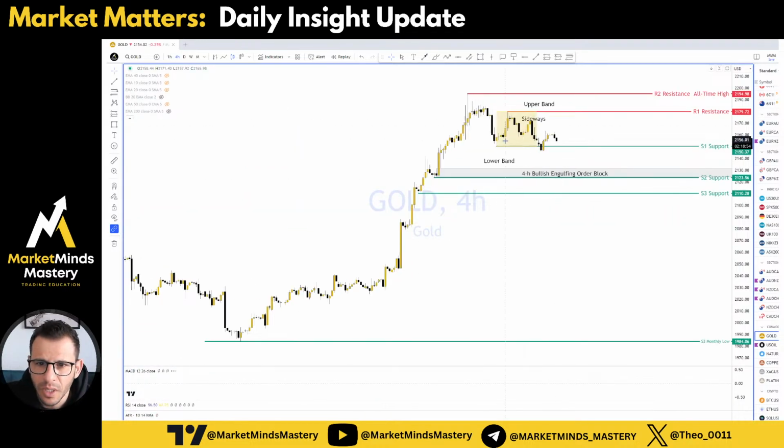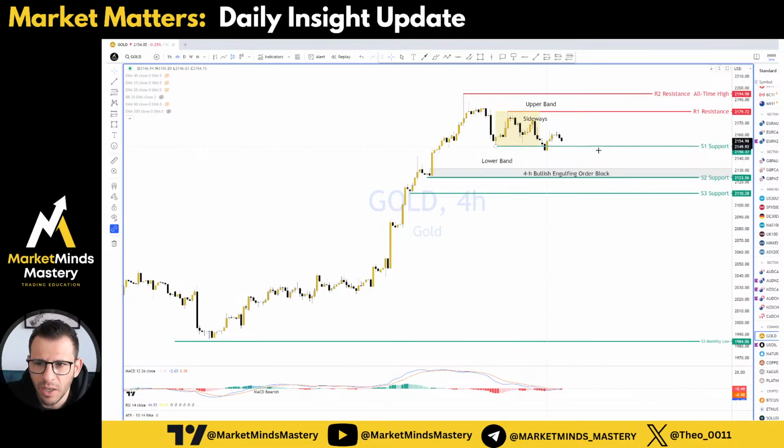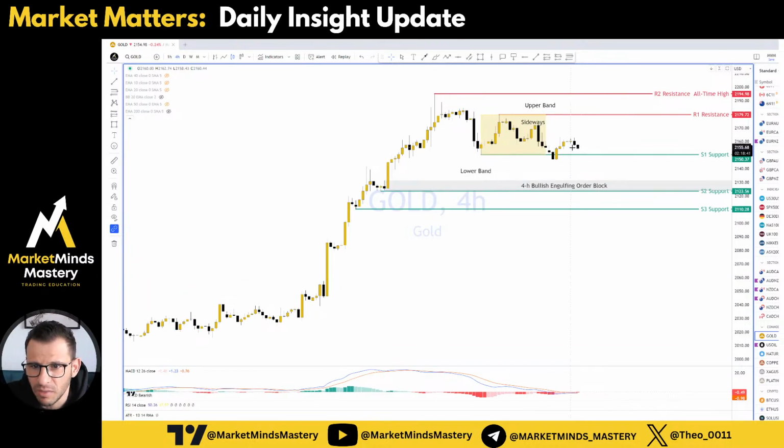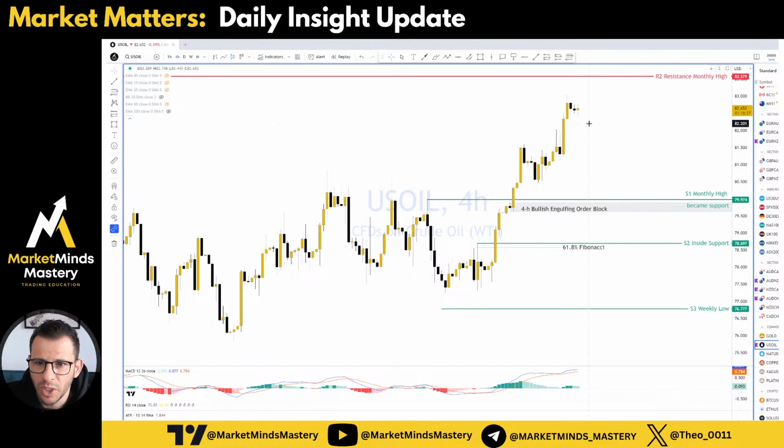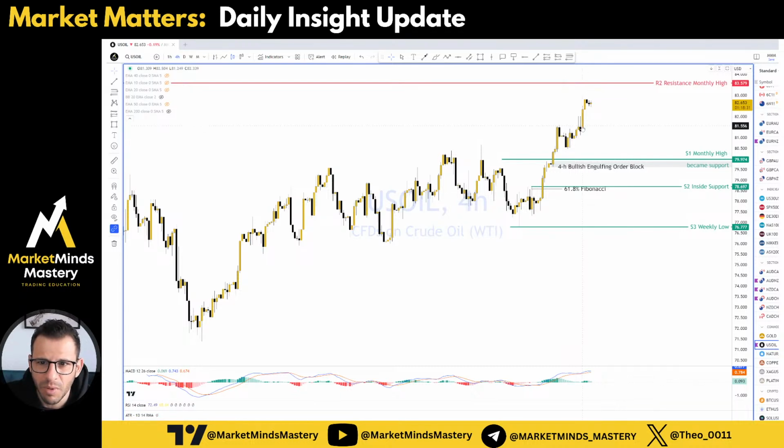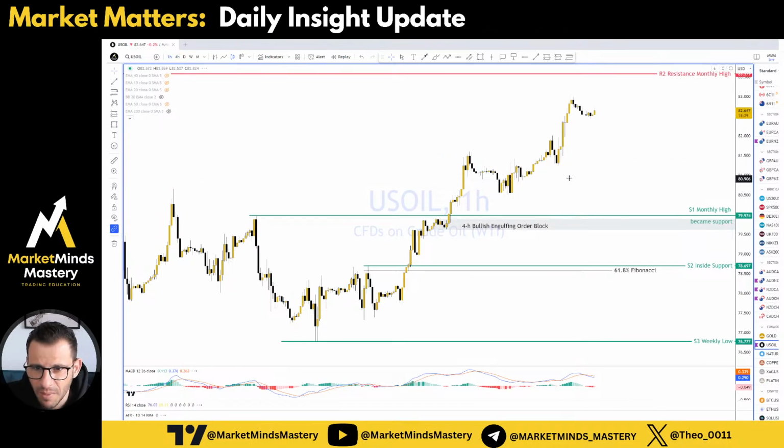Gold, yesterday it broke below this support, but it came back again. We expect it to move lower, to be honest, because of this bearish sentiment here. So let's see if the price will move lower. And US oil, it's a fairly bullish market. There is a monthly high at 83.57, so maybe the price will move to the upside.